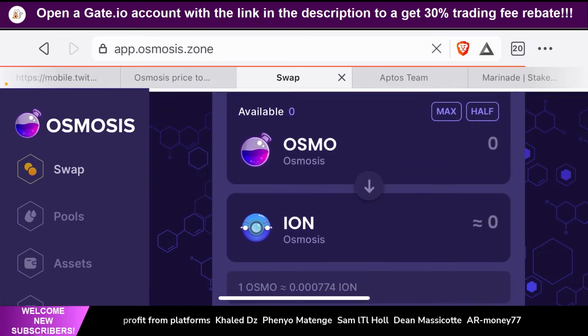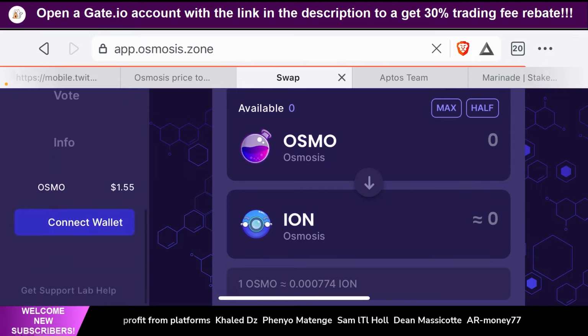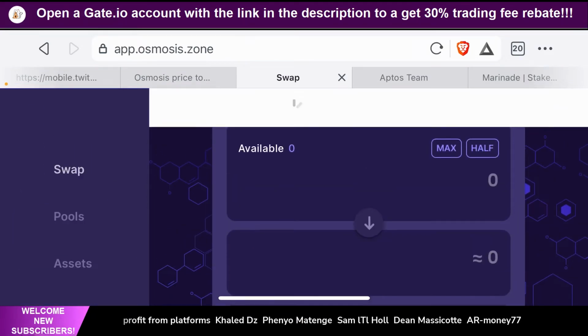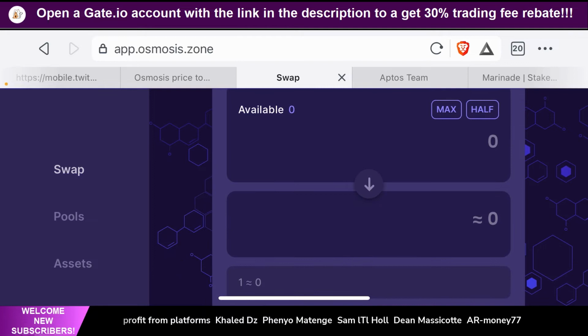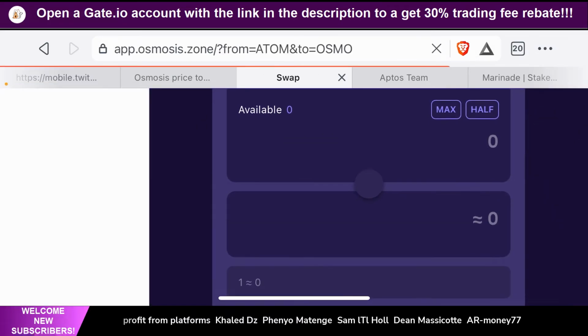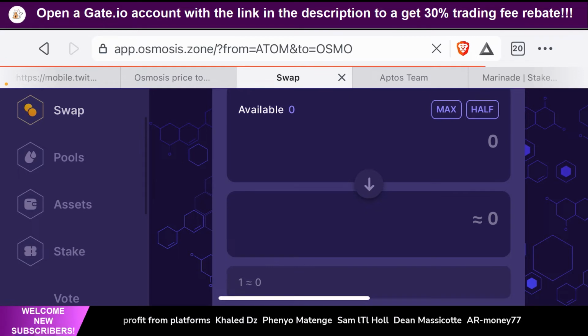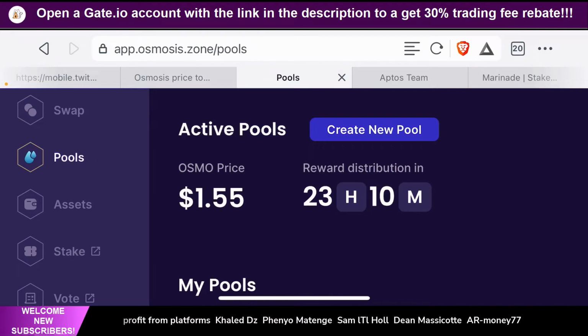Again, as I said, you need to have a Keplr wallet. This is just going to be an informational video, so I don't really have a Keplr wallet on my phone to show you guys, but it's pretty straightforward. You can basically see the swap functionality that allows you to swap between different tokens within the Osmosis ecosystem. You can click on pools to access the pools that are currently available. They used to have incentivized pools where you can provide liquidity to and earn Osmo tokens, but I think currently they don't have any incentivized pools.